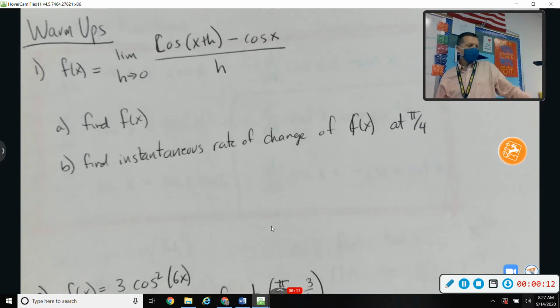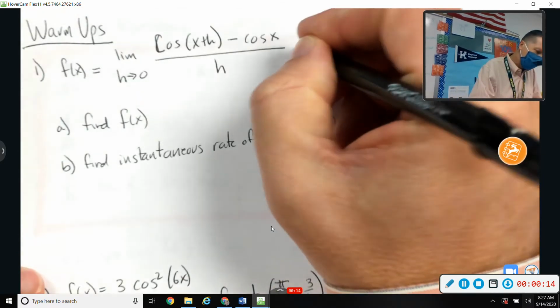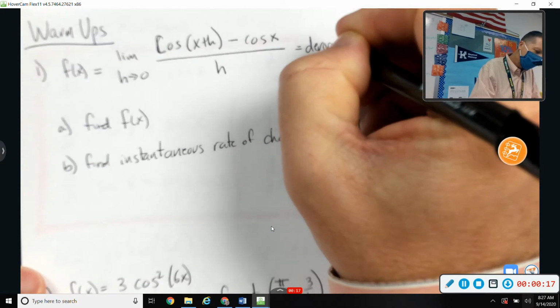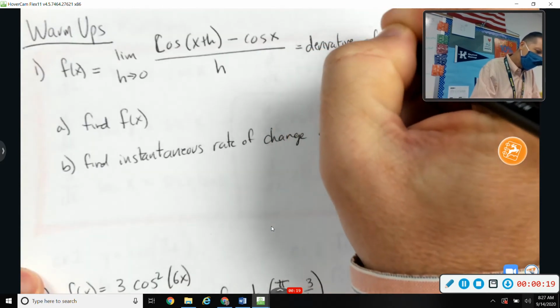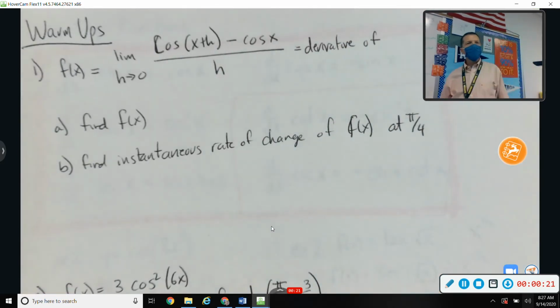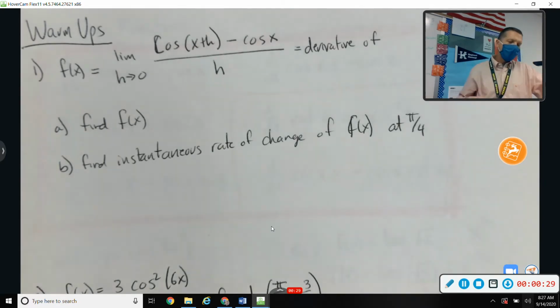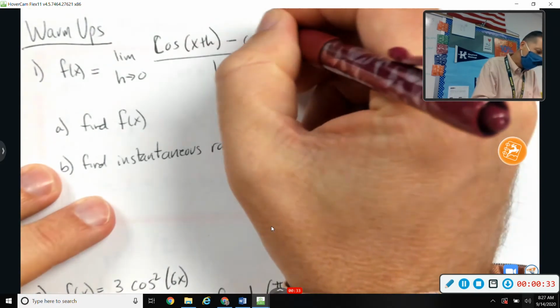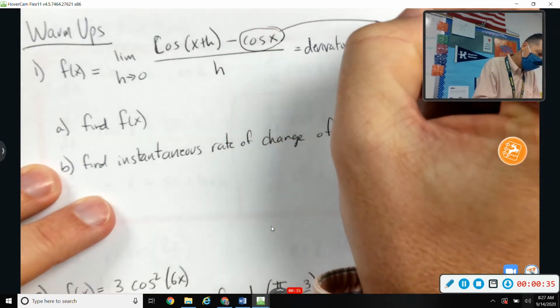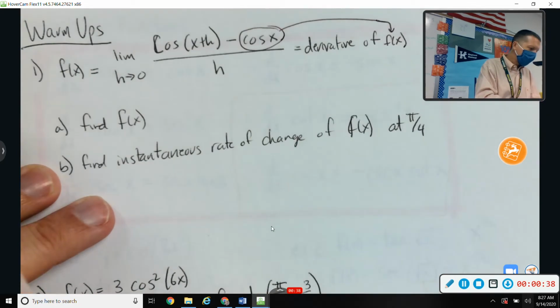Definition of a derivative. So this is the derivative of, because it fits the format. What's it the derivative of, though? So it's the definition of derivative. What's in the role of f of x? Cosine. So this is the derivative of f of x.